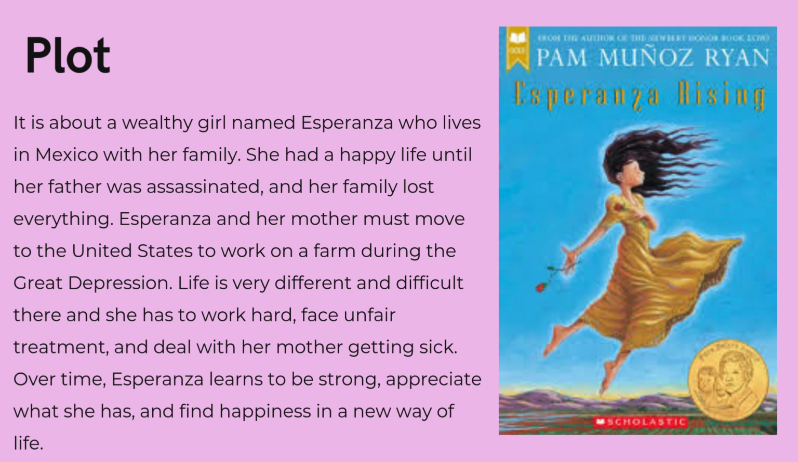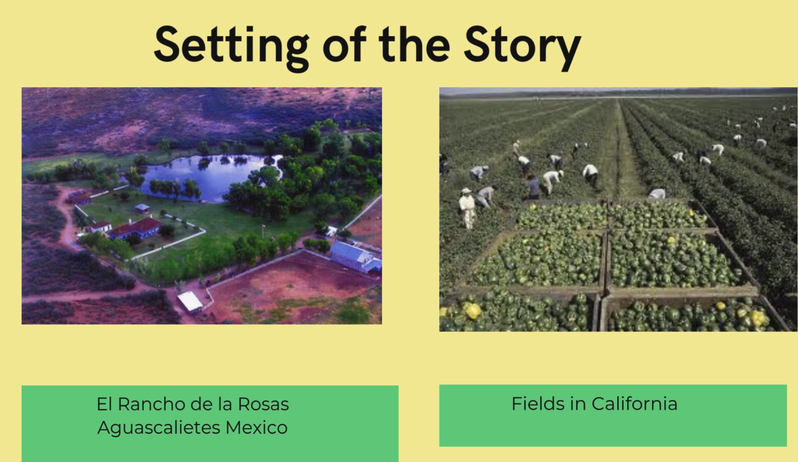Esperanza and her mother must move to the United States to work on a farm during the Great Depression. Life is very different and difficult there, and she has to work hard, face unfair treatment, and deal with her mother getting sick. Over time, Esperanza learns to be strong, appreciate what she has, and find happiness in a new way of life.